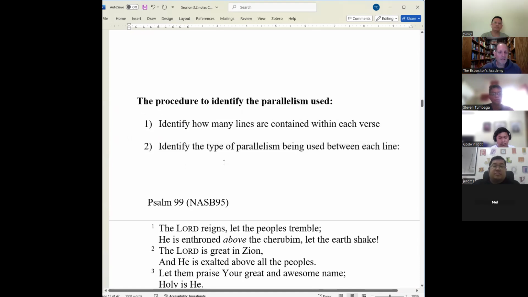For our example here, I'll just have you do them both at the same time. So we'll identify, I'll have each of you read the verse, and then tell me how many lines there are, and that'll usually be the easy part. And then identify the kind of parallelism. So maybe I should put the type of parallelism on one side here. All right, give me a moment to do that.